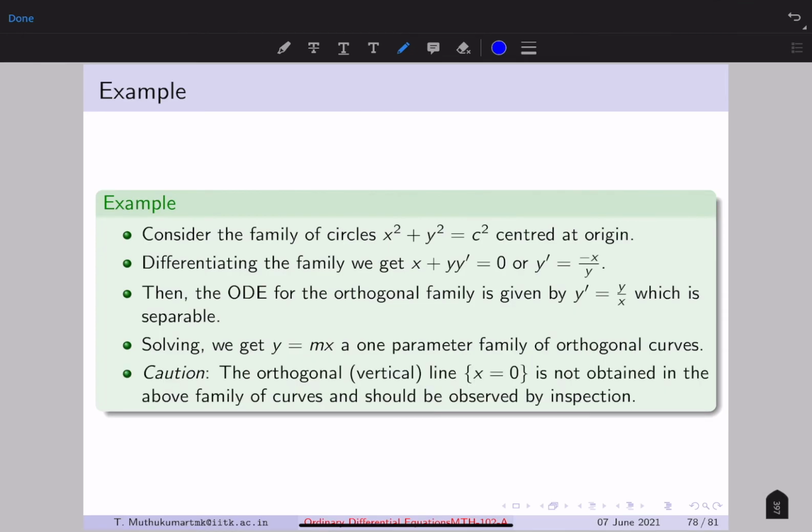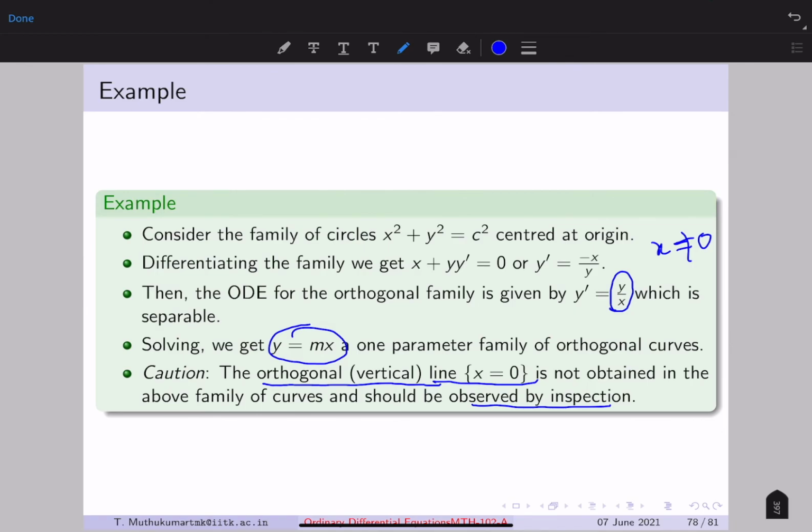Okay, in this case you notice that this vertical line x equal to 0 is not obtained here, right? That is because when you put x at the bottom here, you have thrown away the fact that you have put in the condition that x not equal to 0, right? So from here you get all straight lines, but even the vertical line is also included in the family of curves, and you only have to observe it separately.